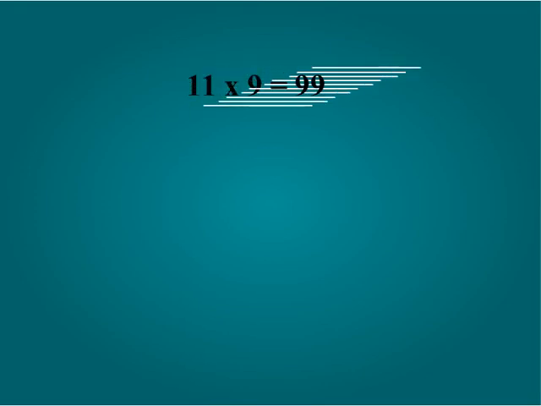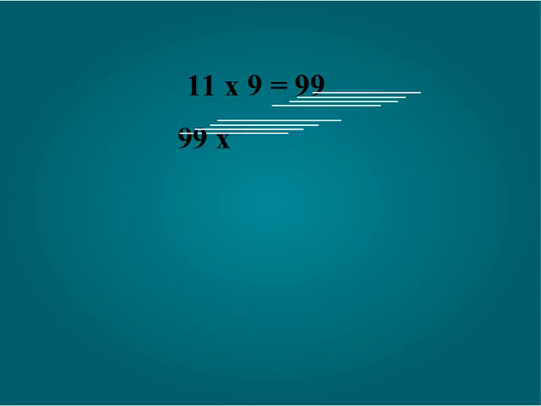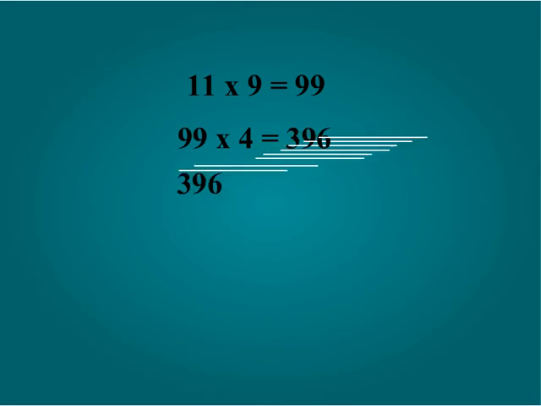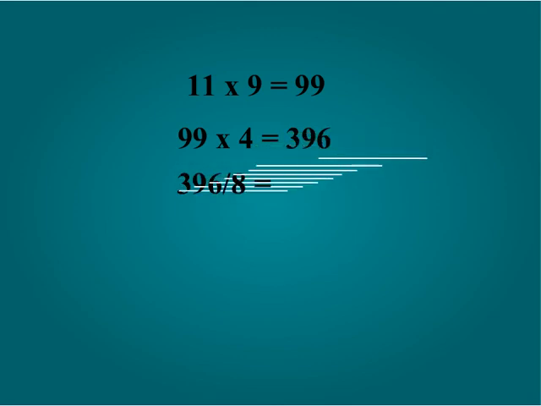And getting the numbers out of the words, each wall is 11 by 9, so each wall is 99 square feet. We've got 4 walls, so 99 times 4 is 396. We want to know how many 8s are in there. So 396 divided by 8 gives us 49.5.